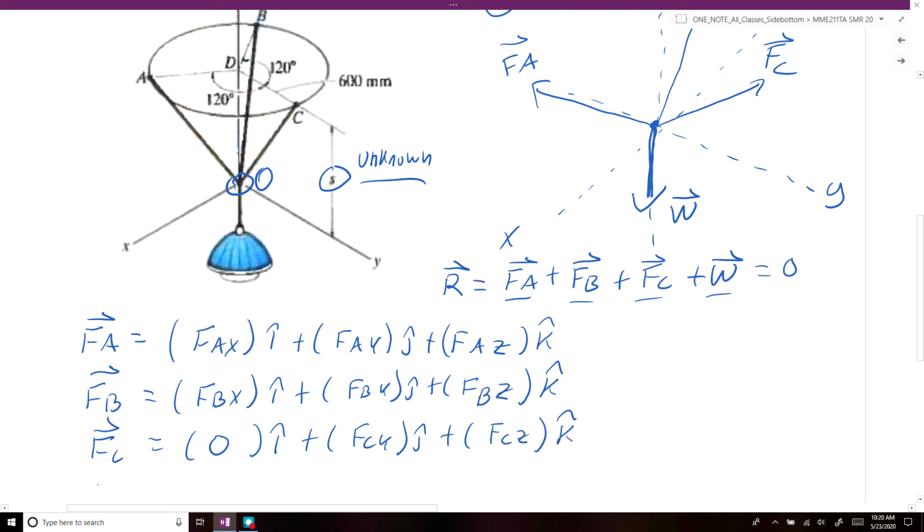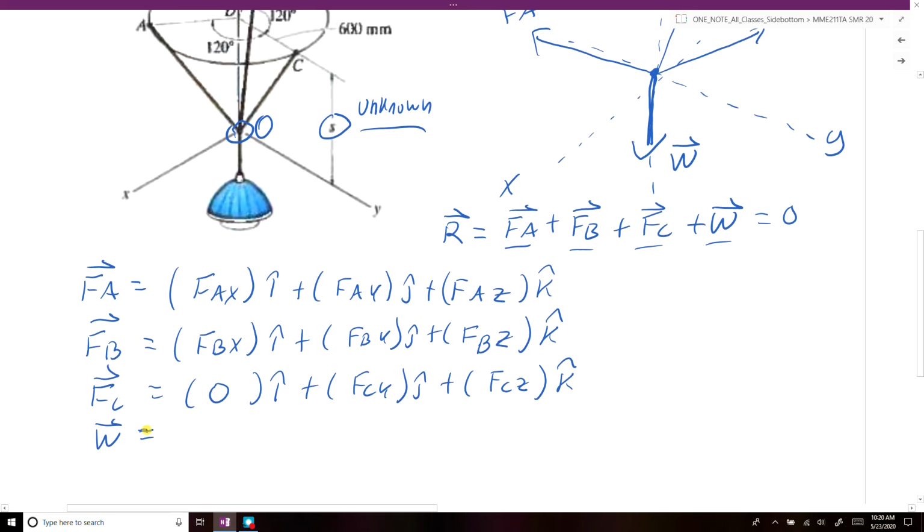And then our last force is our weight W. Our weight W is going to be equal to 0 in the x and the y, and then minus 9.81 meters per second squared times the 10 kilogram mass, k, which is equal to minus 98.1 newtons.